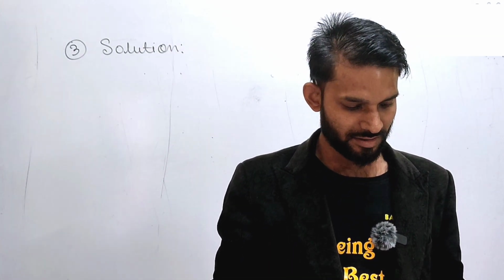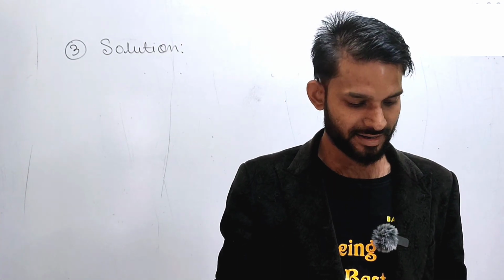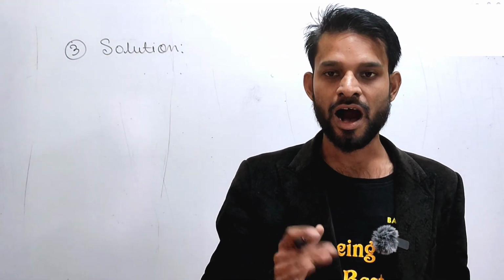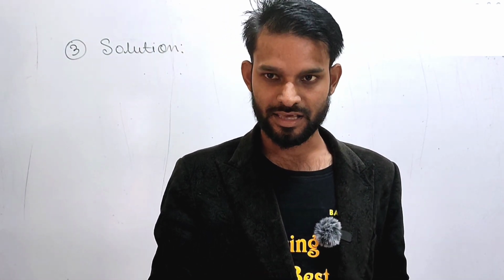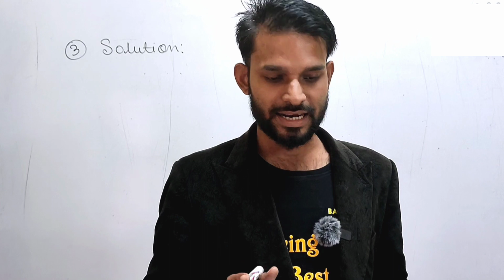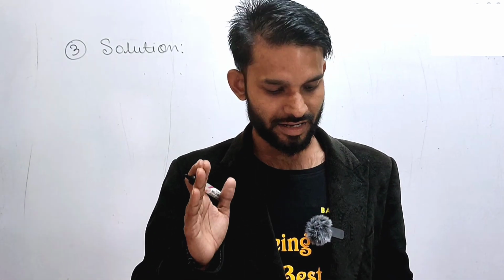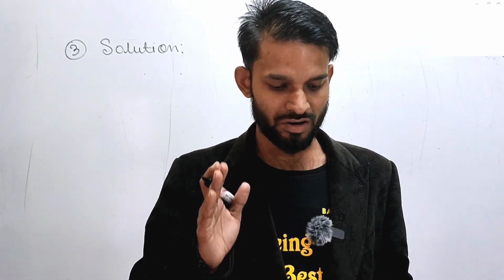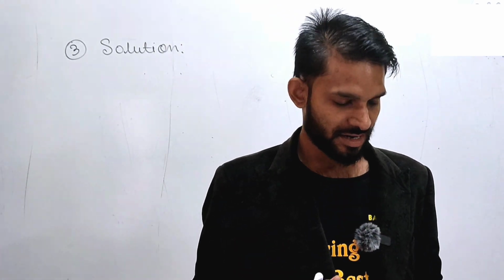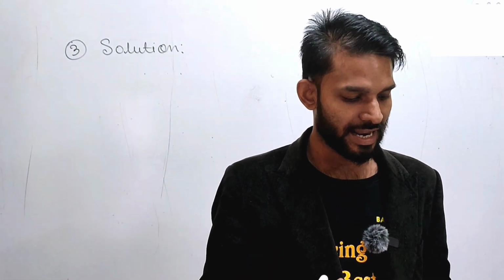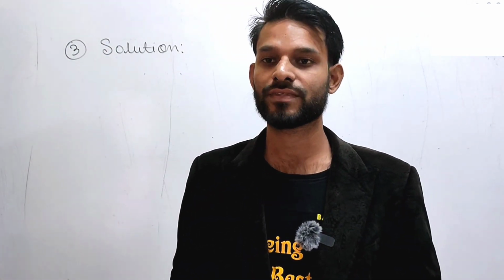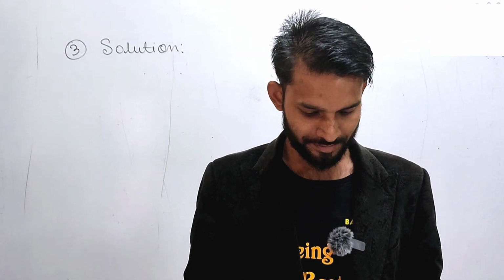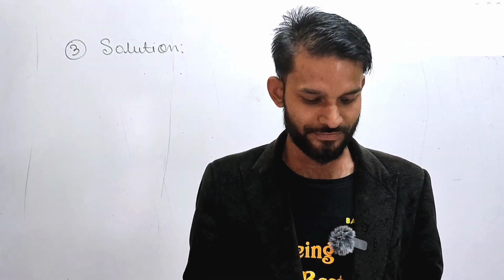Is it? In the next sentence, it is given that she cut off half of it. That means the total length is given, and half of the total length she cut off in order to tie on her hair. Now we have to find the length of the ribbon she cut. So what will we do? We will first write the total length of the ribbon she has, that is 4 by 5 meter.